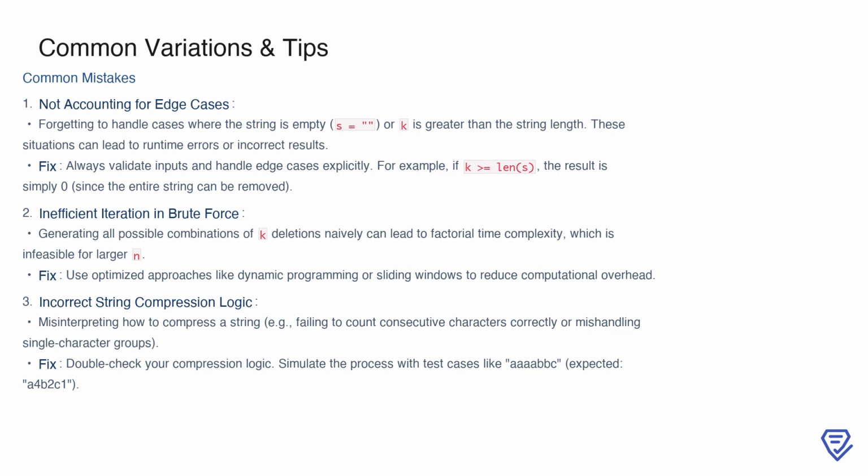Lastly, errors in the string compression logic itself are surprisingly common. For instance, you might miscount consecutive characters or mishandle single character groups. To avoid this, carefully simulate the compression process for test cases, such as AABC, where the correct compressed form is A4B2C1. This ensures your logic is solid.